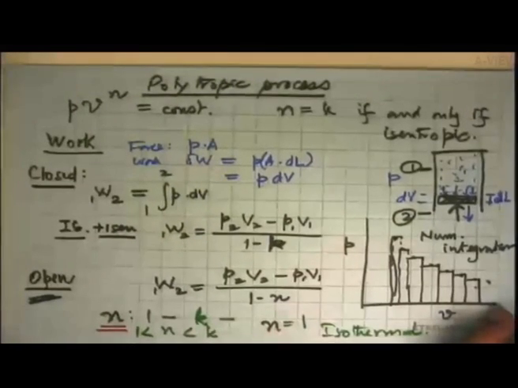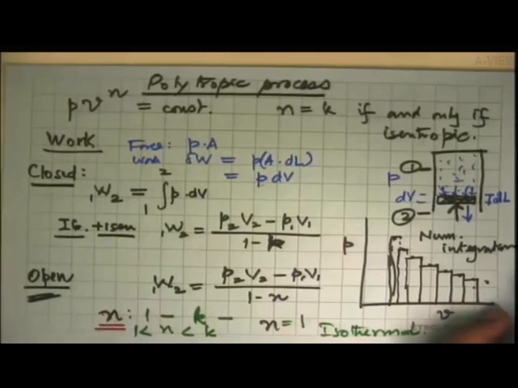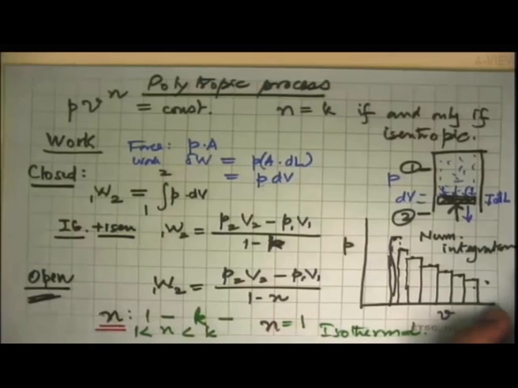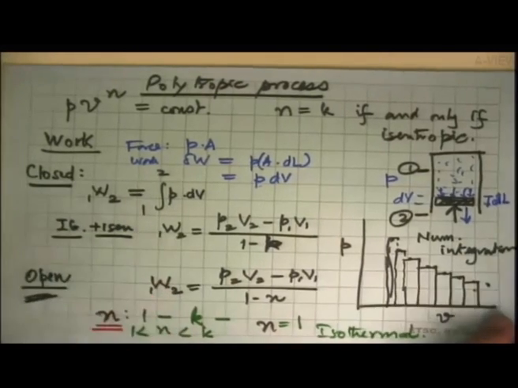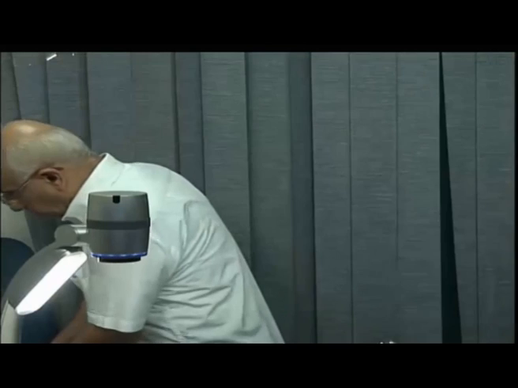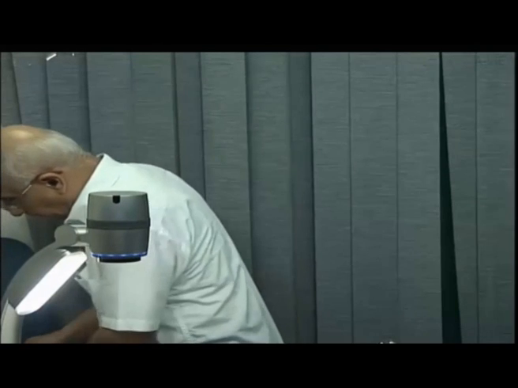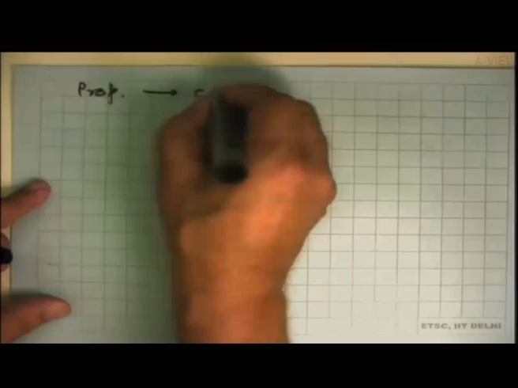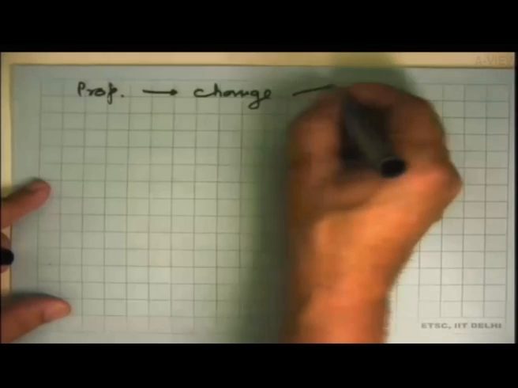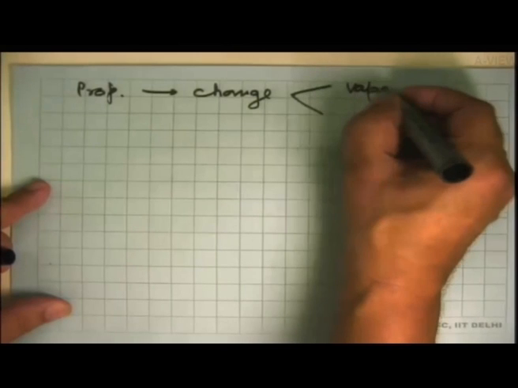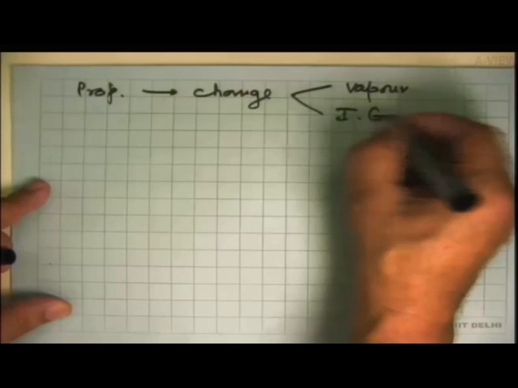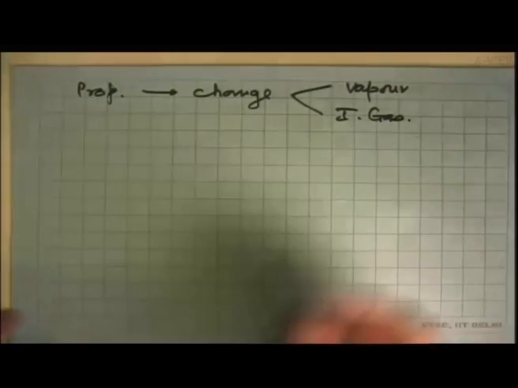If you do heating or cooling, you already have those relations. Change in internal energy was Cv0 (T2 minus T1), and change in enthalpy for flow processes was Cp0 (T2 minus T1). Okay, now we have come to the conclusion of what we have been looking at, that we now have all the properties and the change in the properties. So we have defined many properties and we got change in properties for both vapor-like behavior and ideal gas. And that's what we were looking for.